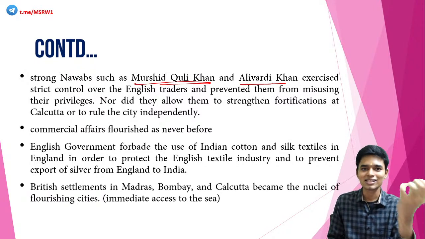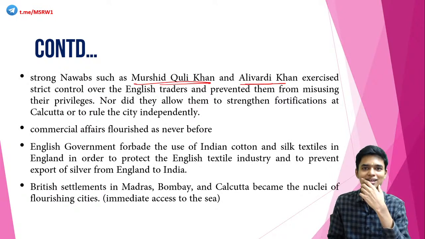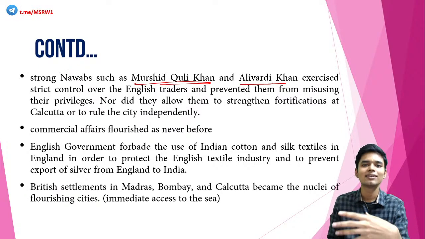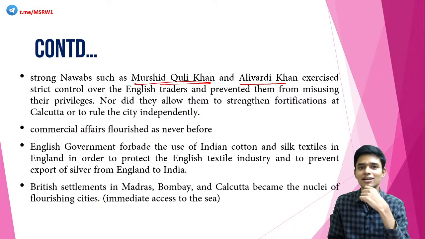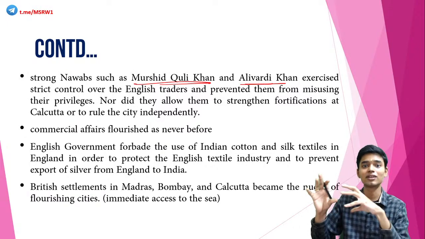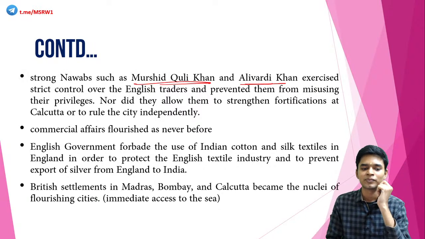The English in England, their textile industry began to collapse, and the English government had to make a new law which forbade import of Indian cotton and silk textiles to protect their own industries. That was the condition. That was the kind of trade that was happening between India and England at that time.